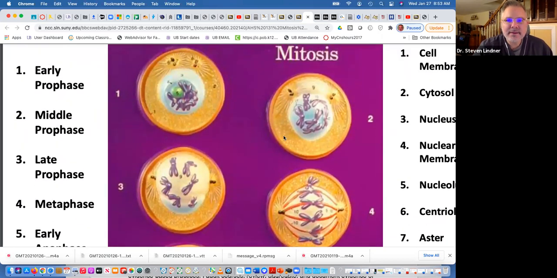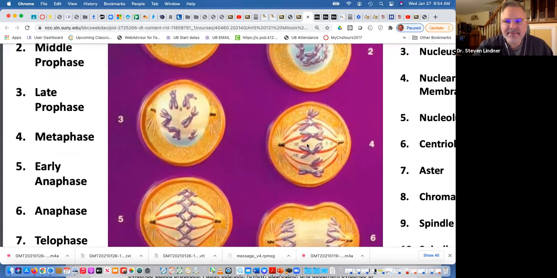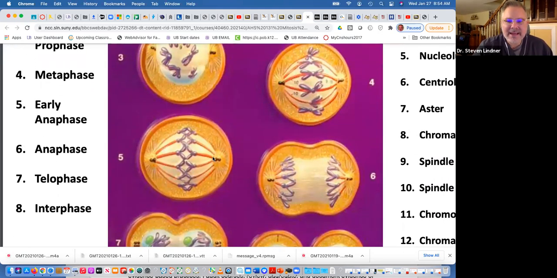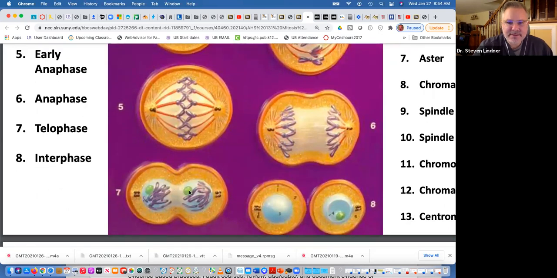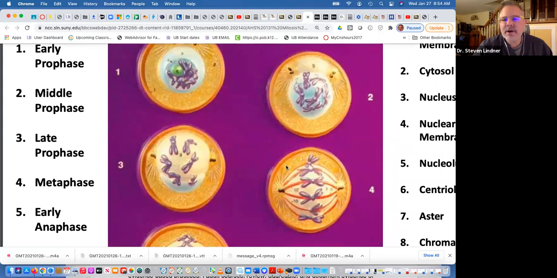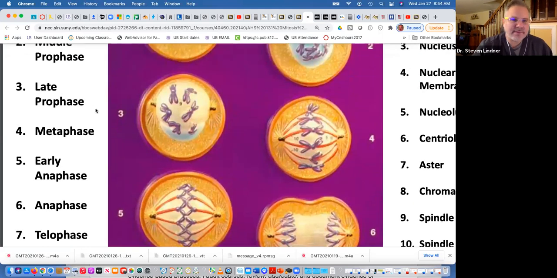So again, early, middle, late prophase, 1, 2, 3. Metaphase is only one phase, that's 4. These are both anaphase. One is early, one is late, or just anaphase. Then telophase, you could see the two cells really starting to invaginate. They're starting to pinch off, but they're really not quite there yet. But here they have separated into two. That's your interphase. Okay. So you'll probably just see two questions on that, okay, on the exam, on one of these phases.